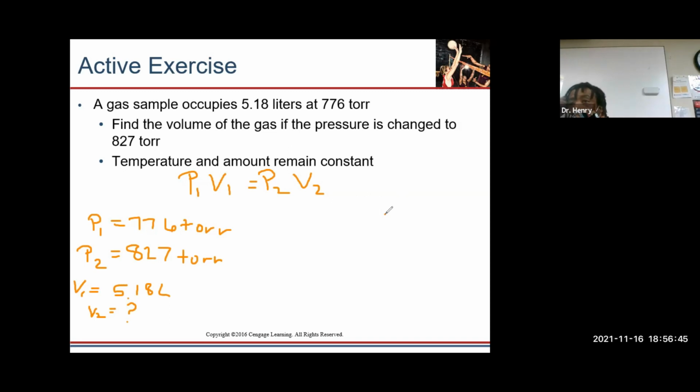Torr is a form of pressure. We talked about that last week. Torr, PSI, we talked about atm, we talked about kPa, we talked about Pa. Right? You guys remember that?